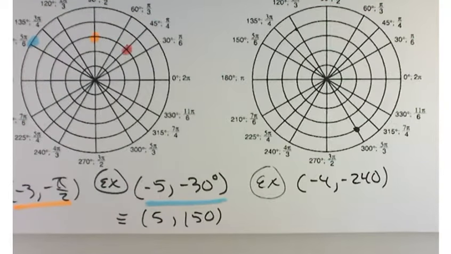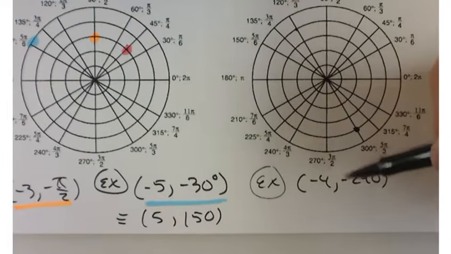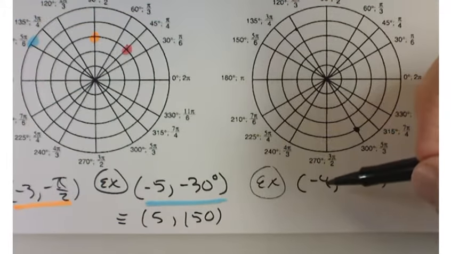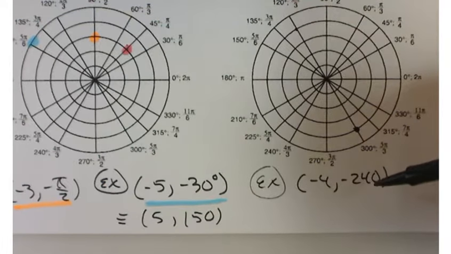All right. When r is just negative, one easy way to think of it is, think of a positive r and add 180 degrees to your angle. So.